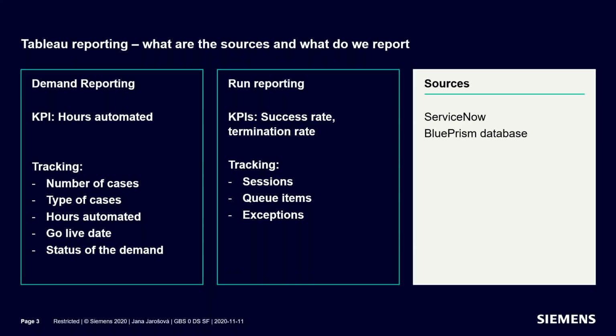What do we track? Our reporting is based at the moment in Tableau, and we have 2 focus areas. One is reporting on our demand. That means how many cases we have running, how many hours automated we were able to get out of these cases when these cases went live, and also the status of the demand that it's not yet being developed. And on the other hand, we have the reporting on the runs, so success rate and termination rate of the actual robotic run out of the control room reports.